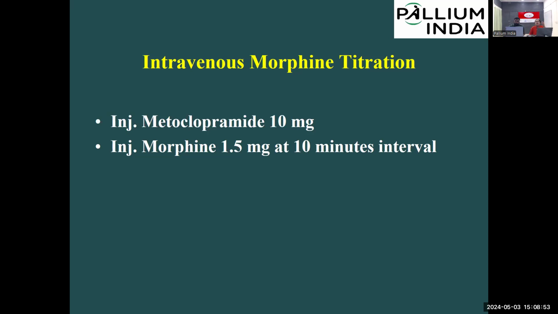And we need to record the vitals of the patient, which includes the respiratory rate, as well as the pain score of the patient. And this 1.5 milligram, or 1 ml, of morphine is repeated every 10 minutes until the patient has satisfactory pain relief or the patient becomes drowsy, whichever occurs earlier, which would be the end of the titration.